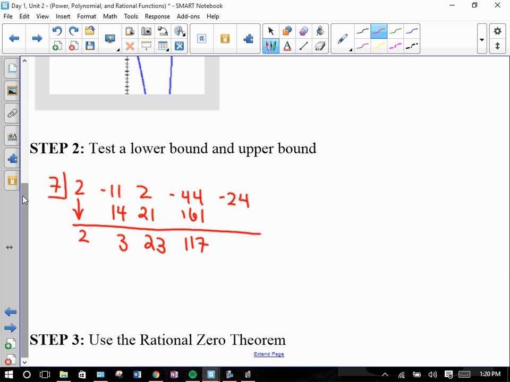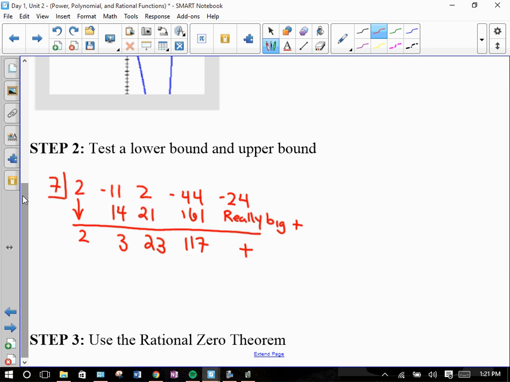Can we all agree that 7 times 117 is going to be a really big positive number, much bigger than 24? So if I have -24 plus a really big positive, that's going to be a positive number. Positive, positive, positive, positive, positive. These are all non-negative. Therefore, 7 is an upper bound. So there are going to be no zeros higher than 7. None.